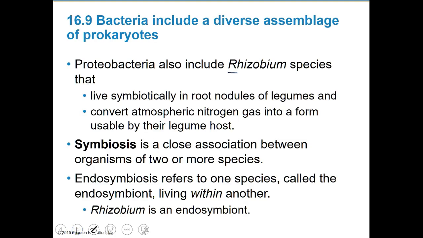Another example is Rhizobium. It lives in root nodules of legumes, and it can convert atmospheric nitrogen to a form that its legume or bean host can use. In case you don't know what legumes are. It's an example of symbiosis that we'll talk about later, a process where life works together. It's a close association between 2 or more organisms. Endosymbiosis refers to one species, the endosymbiont, living within another. So Rhizobium is an endosymbiont.